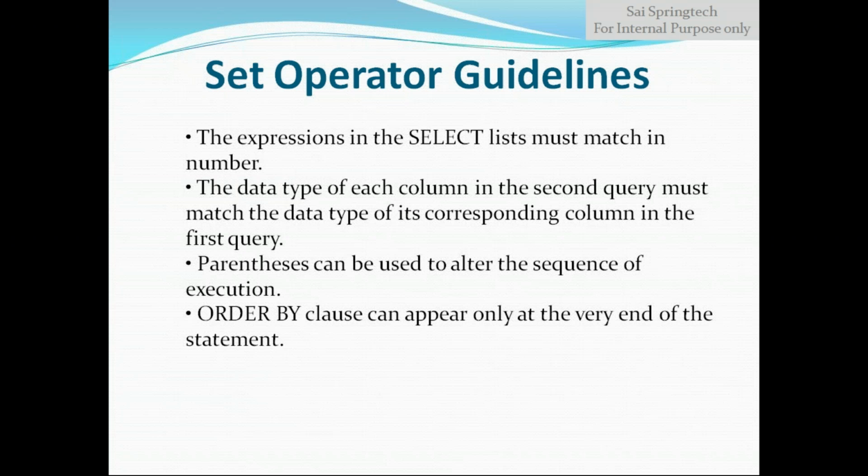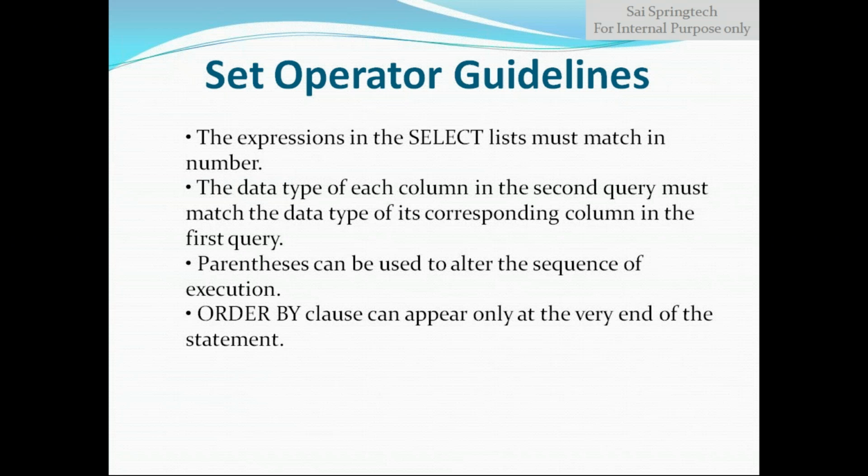Queries that use union, union all, intersect and minus operators in the where clause must have the same number and data type of the columns. So it should have the same data type as well, right? Then the second is set operators. We can use them in the subquery as well. We need to use parentheses to alter the sequence of execution.